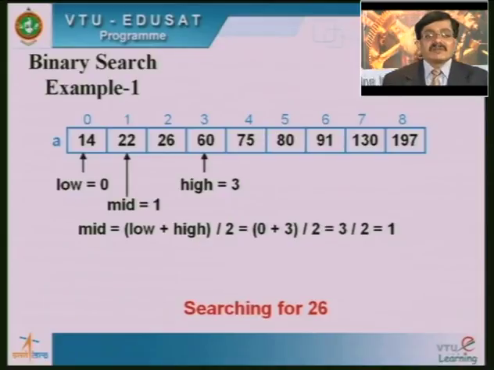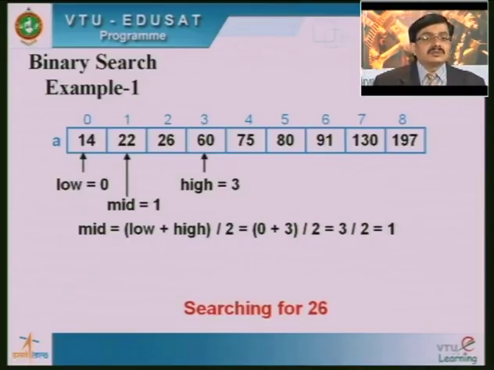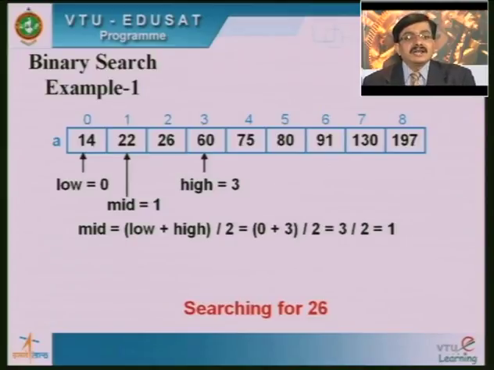Exact division we cannot perform here because we have an even number of elements. In the previous case 75 was the exact middle element because 9 elements were there, but here we have an even number of elements, we do not get the exact middle position, but we take one position towards the left. So here 22 is the middle element, and to the left of 22 I have 14, and to the right of 22 we have 26 and 60.